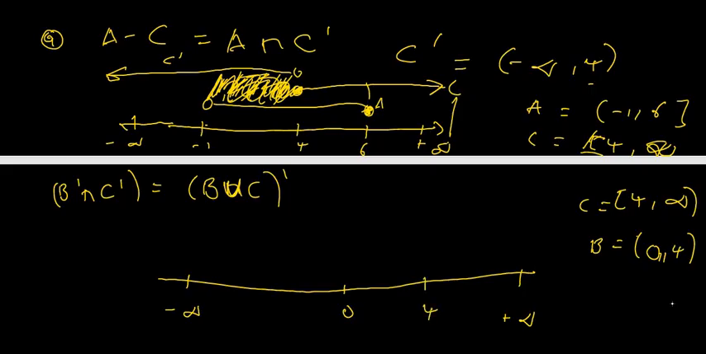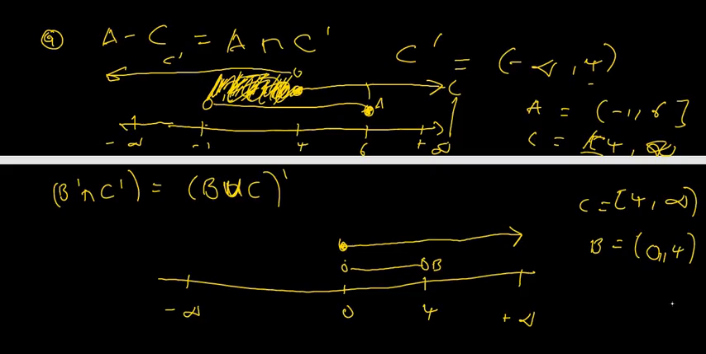If we put this on the Venn diagram, our B will be from 0 to 4, which are not included. Then our C is from 4, which is included, all the way to positive infinity. So we want to find the complement of this A union C. So what do we do from here?